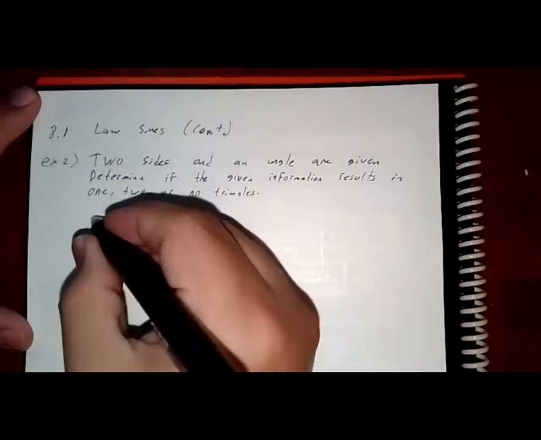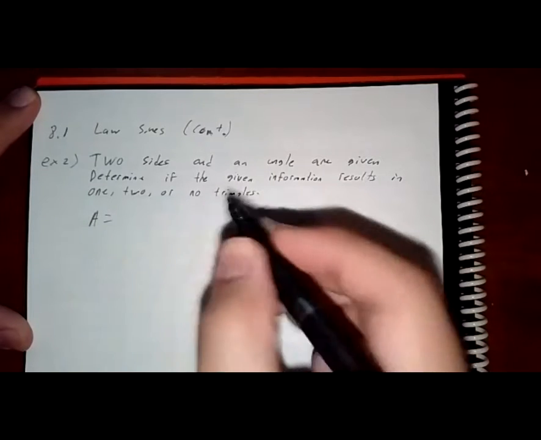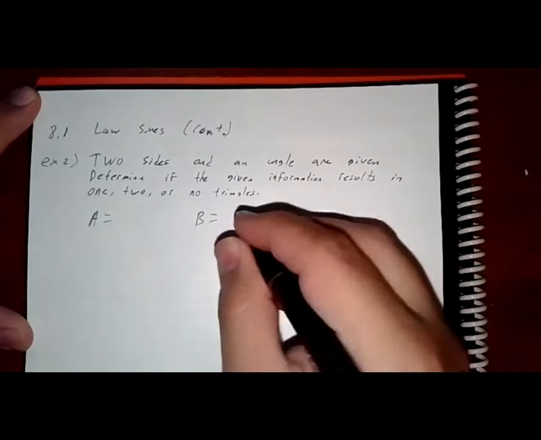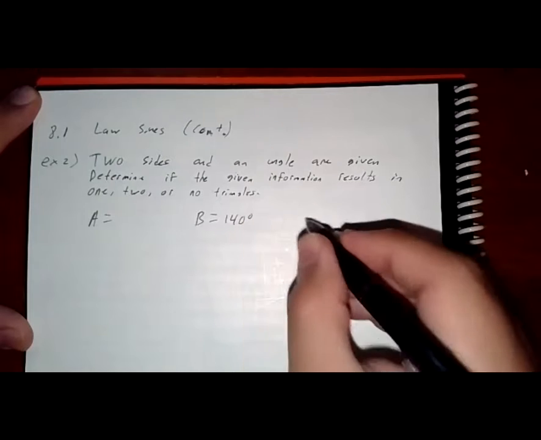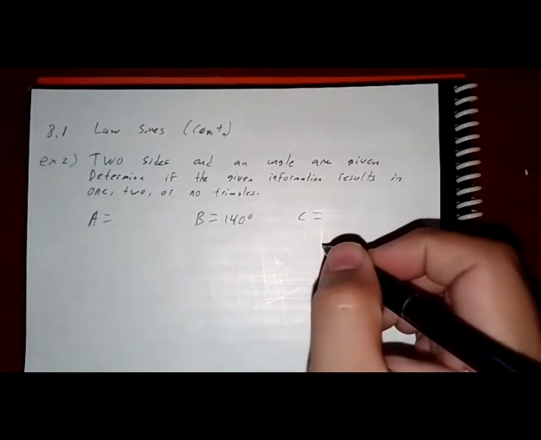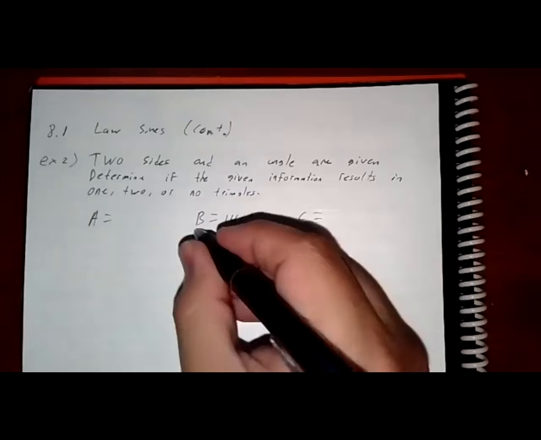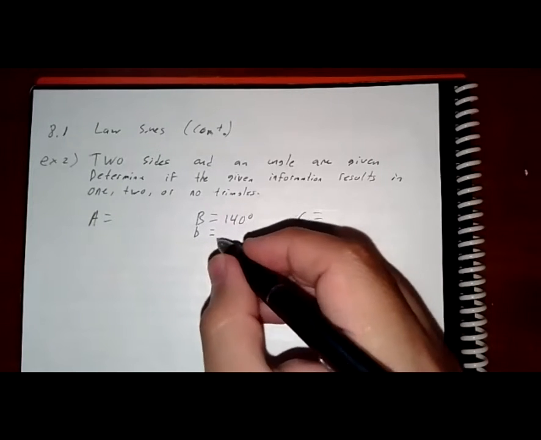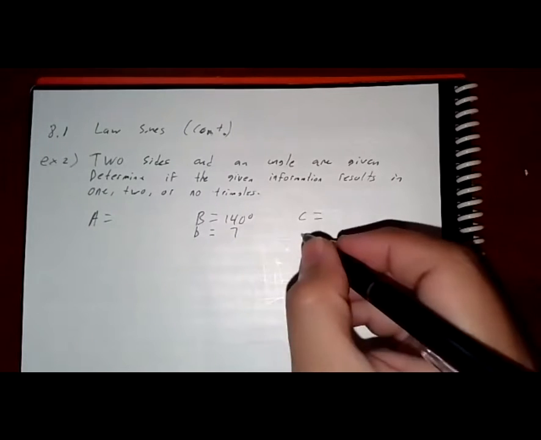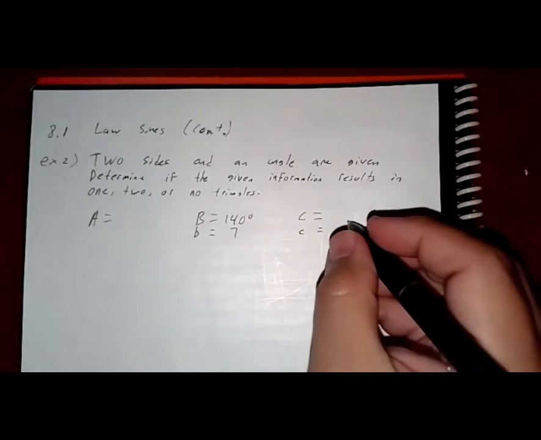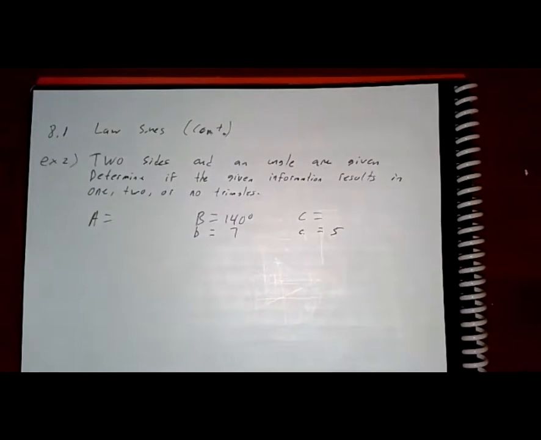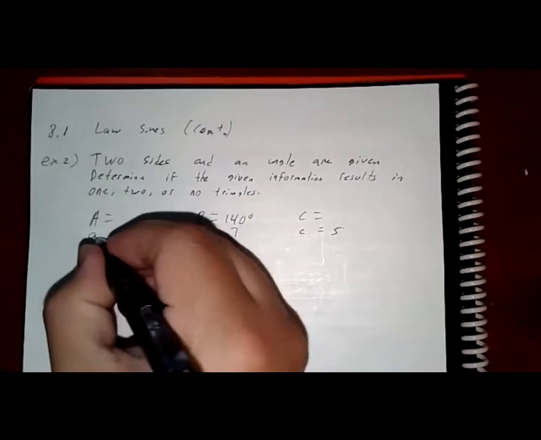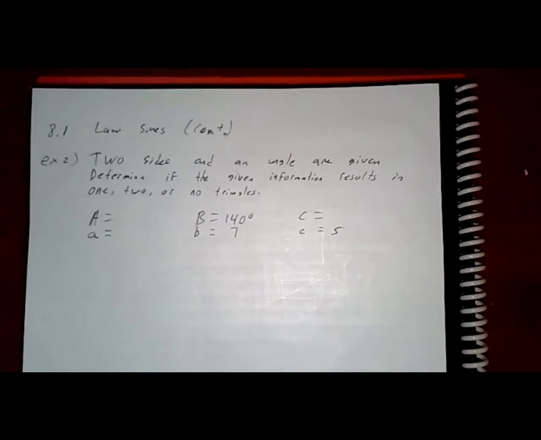Okay. So this time I'm just going to give you the information. I'm not going to draw anything. I'm giving you angle B, and I'm not giving you any other angles. I'm giving you little b, 7. Little c is going to be 5. So notice how we have two sides and one angle. This is the scenario that can create this multiple triangle problem.